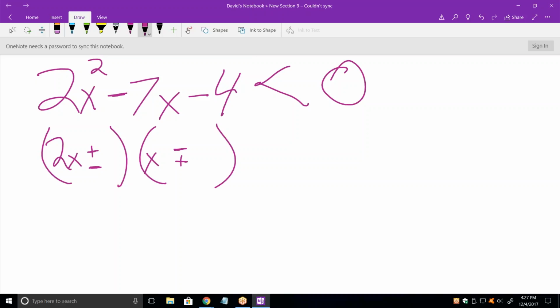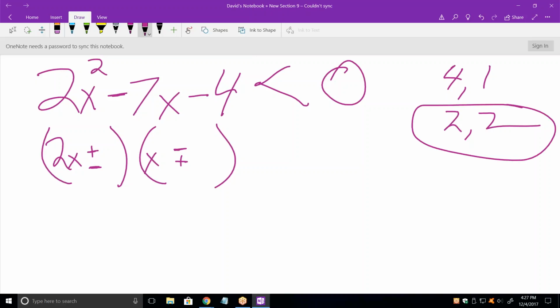First of all, let's talk about factors of 4. We got 4 and 1, and we got 2 and 2. What's the first one we should try? 4 and 1. No, we actually should try 2 and 2. Remember the rule of thumb, that the factors that are closer together are more likely to be your right answer. So this is a trial and error process. I'm going to try all combinations of 2 and 2. If that doesn't work, I'm going to go back and try combinations of 4 and 1.